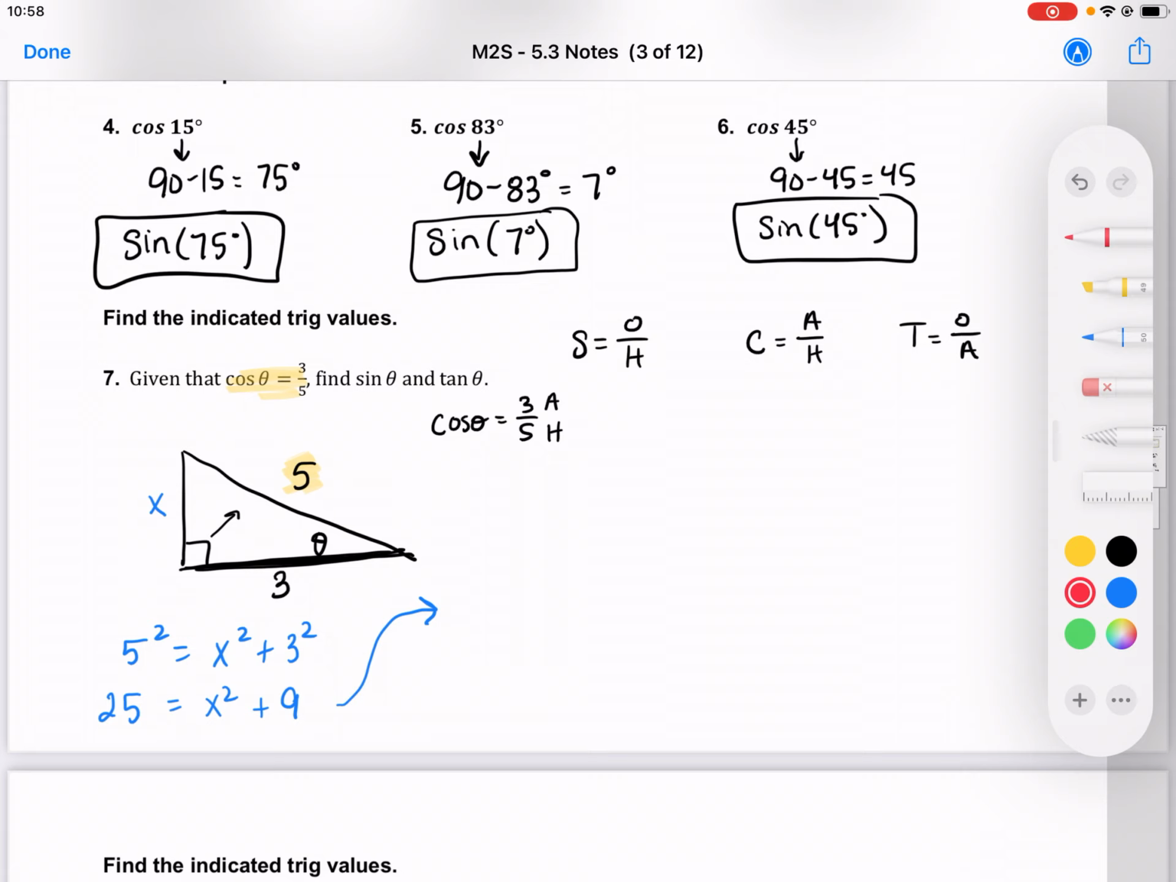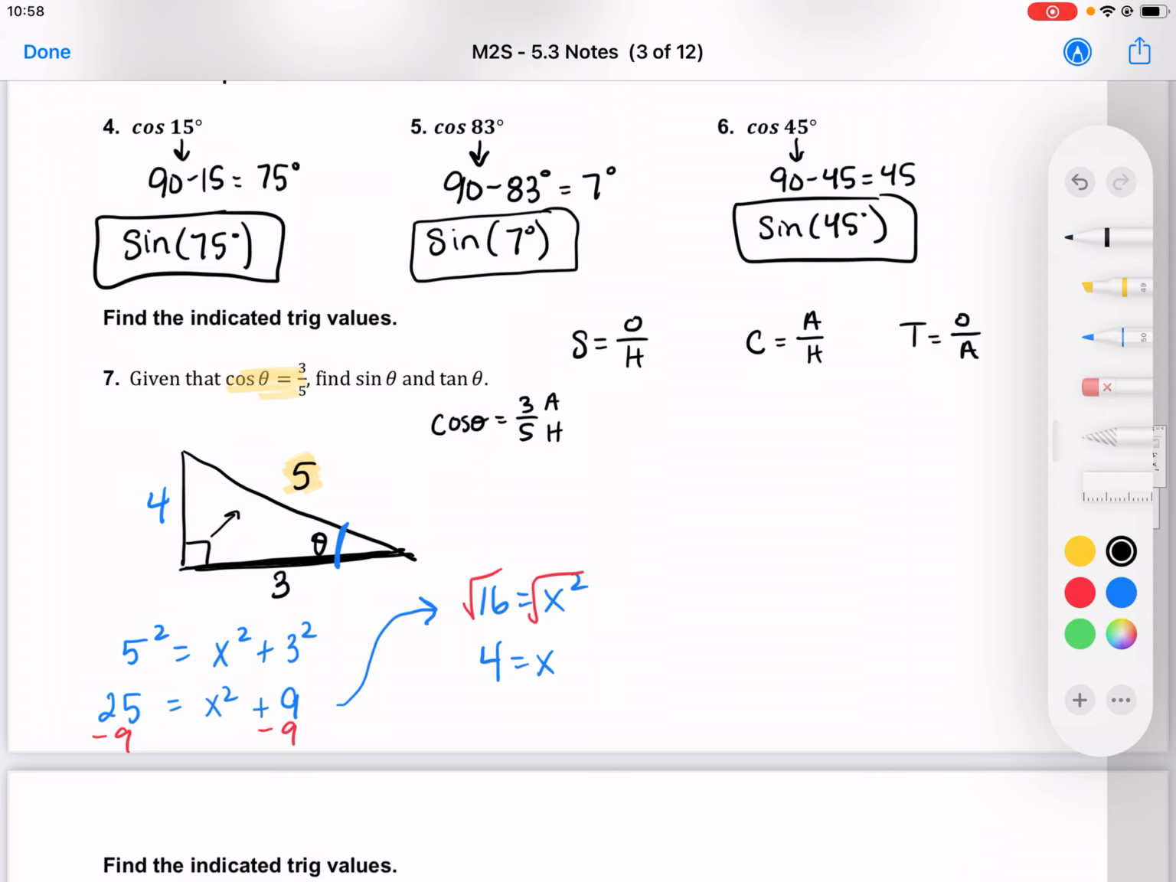So at this point, I'm going to subtract 9 from both sides. So I have 16 equals x squared. And then just go ahead and take the square root, and we get 4 is equal to x. So I'm going to put this as 4 right here. And now we can go ahead and find our sine and tangent of this angle.